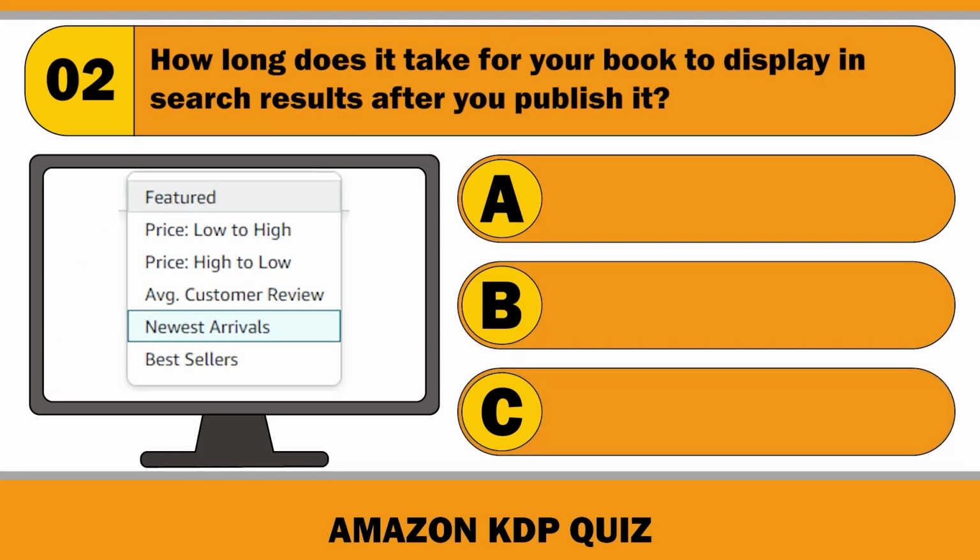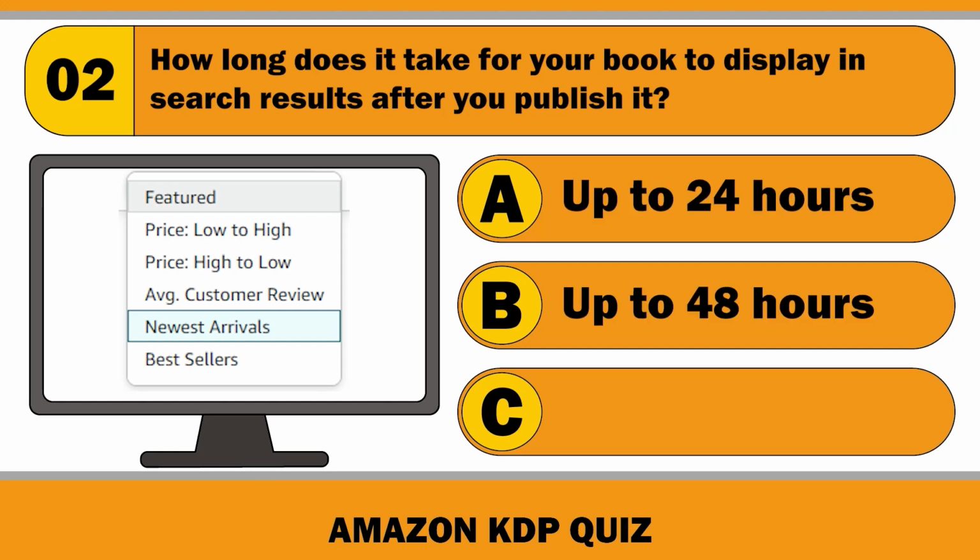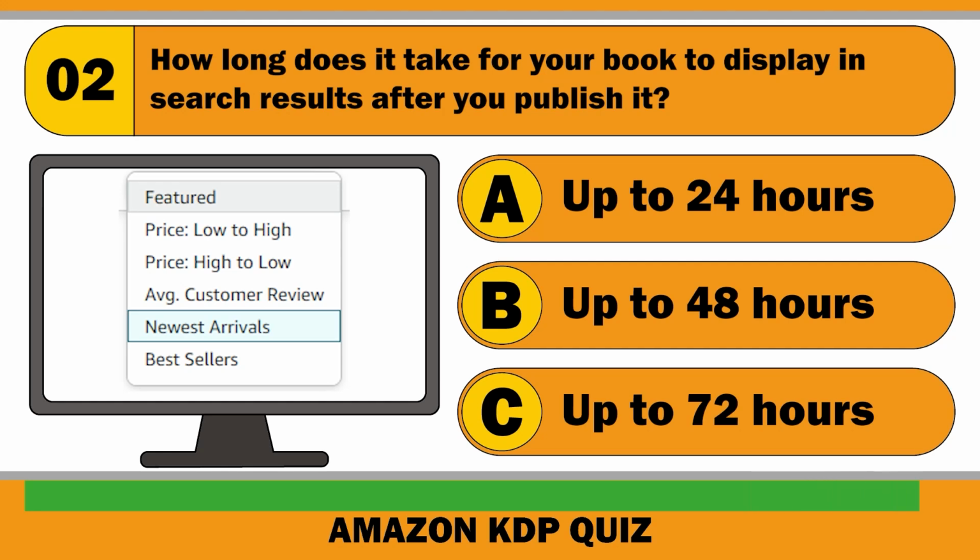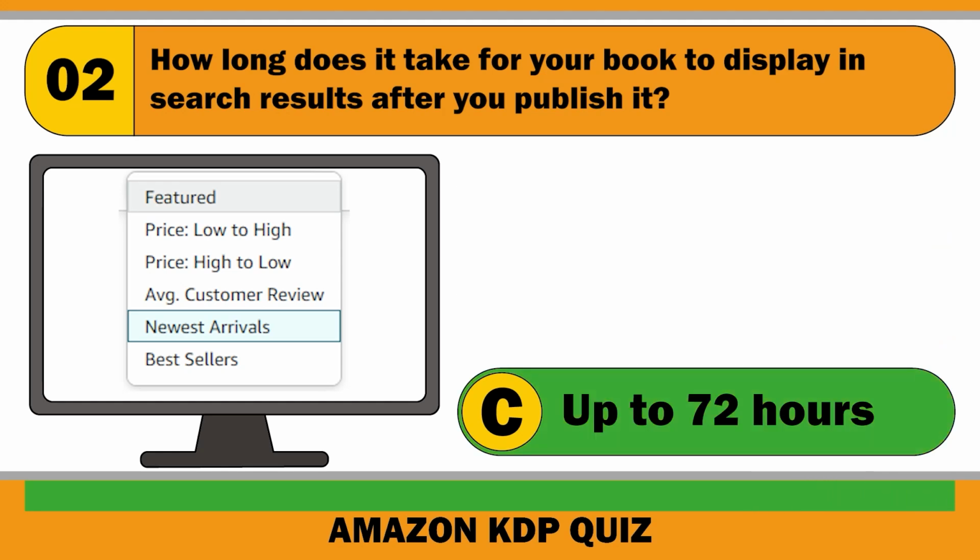How long does it take for your book to display in search results after you publish it? Does it take up to 24 hours, up to 48 hours, or up to 72 hours? Once your book is available for purchase, it takes up to 72 hours for it to appear in search results.